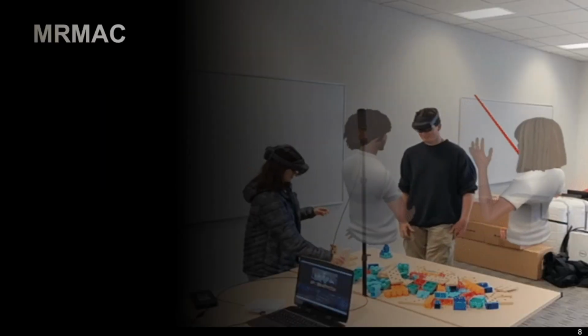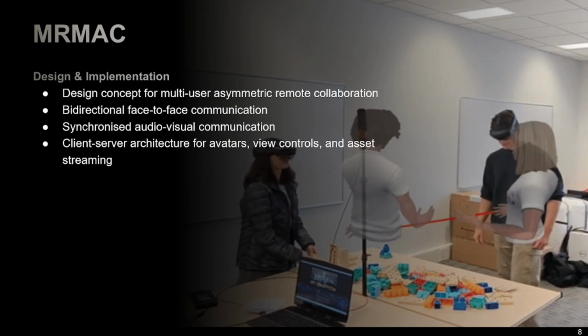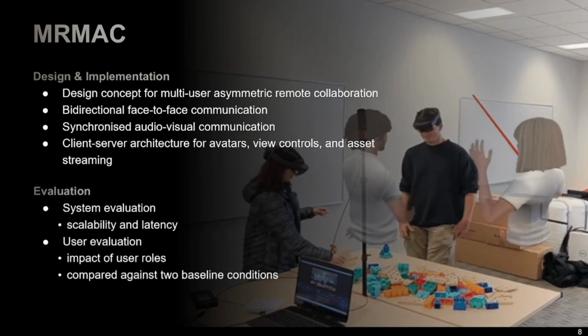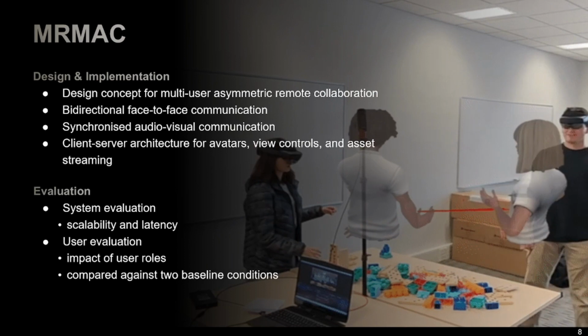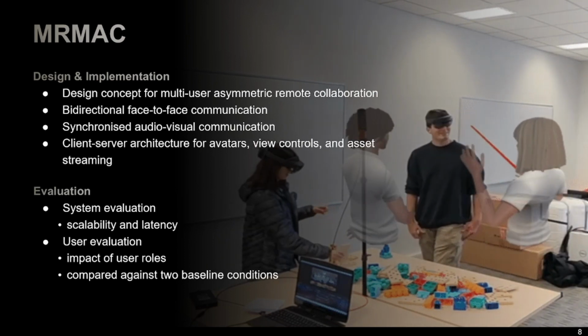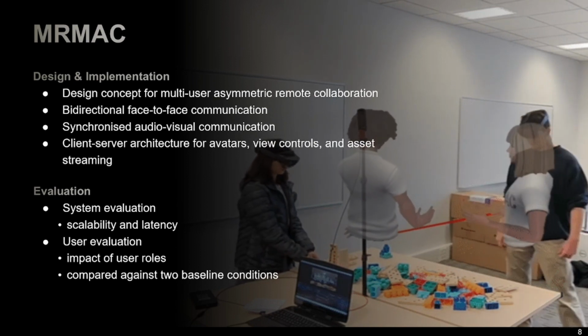In MRMAC, I presented a design concept for multi-user asymmetric collaboration. My research prototype was able to live stream a 4K 360-degree video stream of physical space to multiple remote users. It supports face-to-face communication with synchronized audio-visual cues, and multiple avatars and view controls. I have conducted a system evaluation with a focus on scalability and latency, along with 2 user studies. In these studies, I explored the impact of user roles and compared MRMAC against 2 baseline conditions.